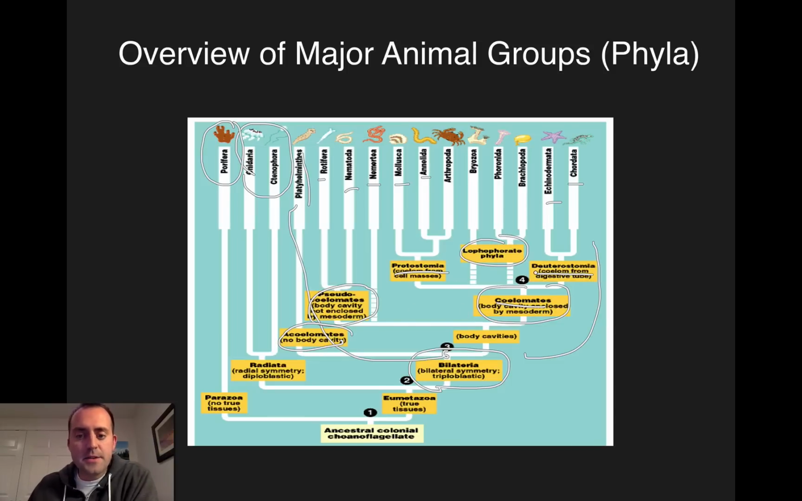Basically, we see a lot of the terms that we've talked about, and you can see how we move up this phylogenetic tree. We see more and more complex animals as we move from left to right.